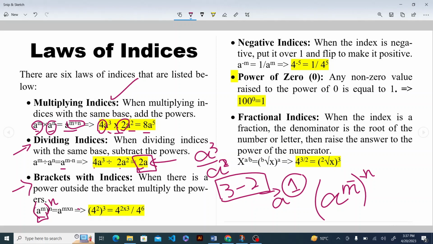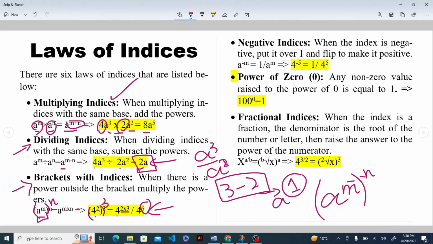The example is 4 raised to power 2, and again its power is 3. 4 is the base, 2 is the index, and then again there is an index or power, that is 3. So these two powers 2 and 3 will be multiplied and the resultant will be found. 4 is the base, 2 will be multiplied with 3, it will be the total power, means 6. 4's power is 6. So this was the law for brackets with indices. When we have brackets with indices, then we will find the answer in this way.